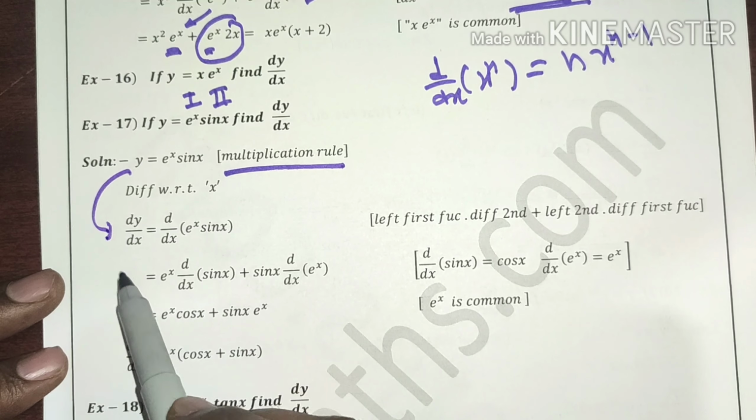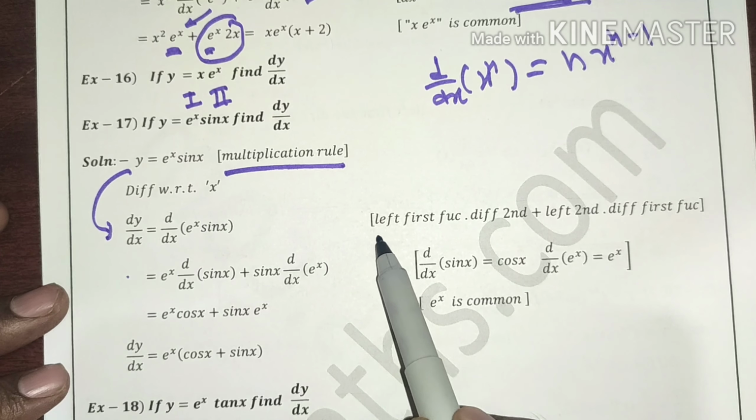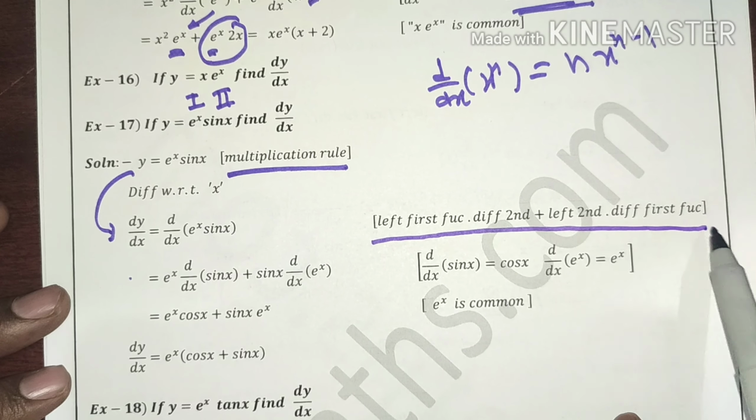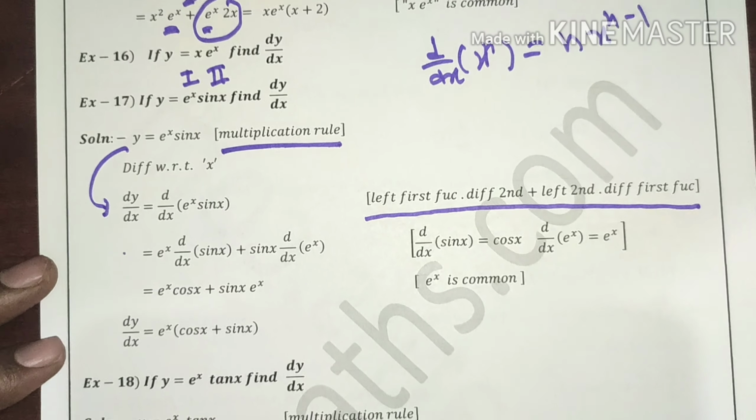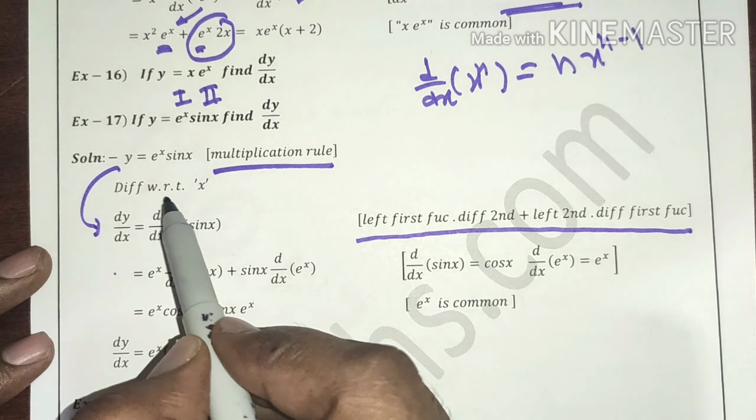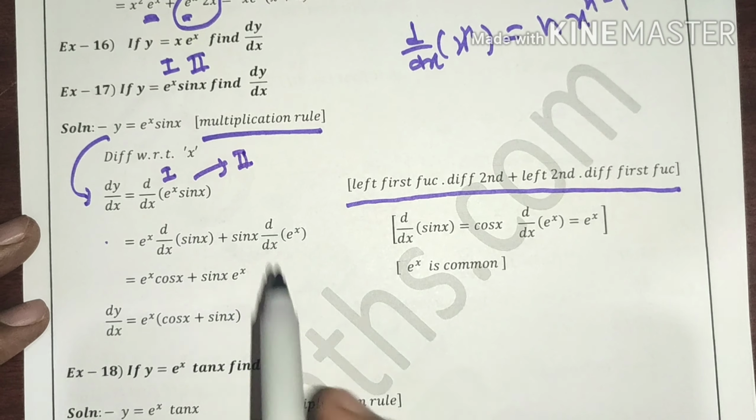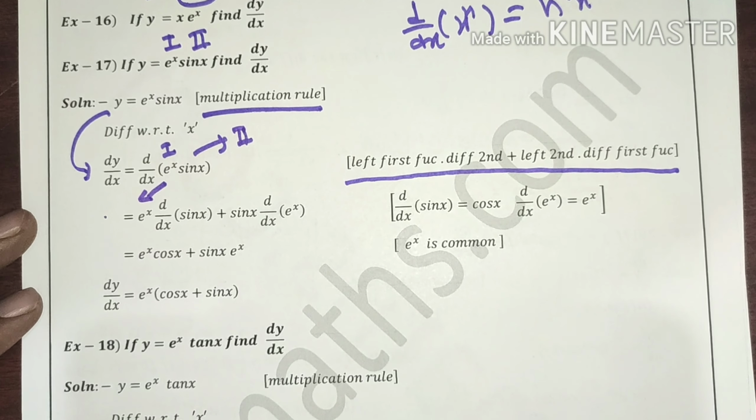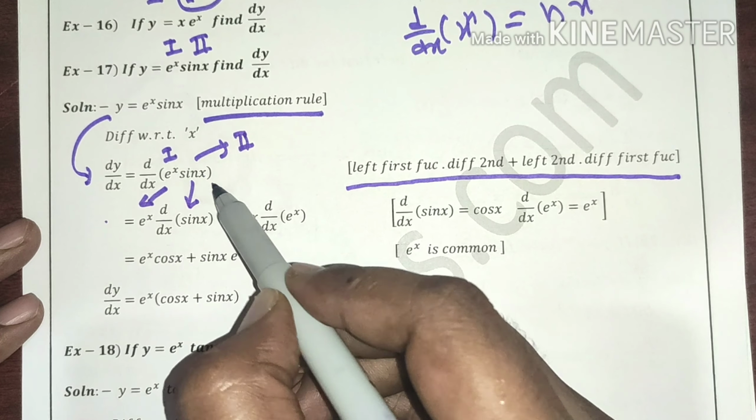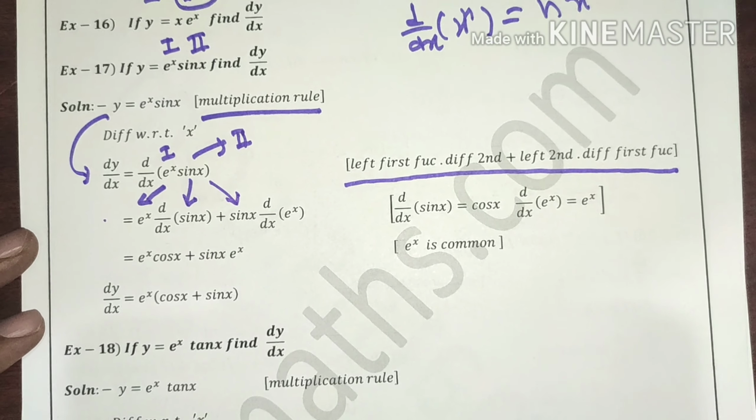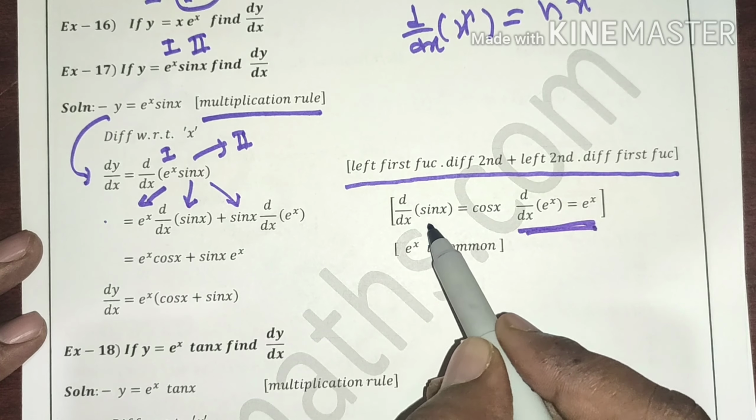We know that the derivative of y is dy by dx, and we differentiate e raised to x sin x. The multiplication rule is: leave the first function, differentiate the second, plus leave the second function, differentiate the first function. Here e raised to x is the first function and sin x is the second function. So we leave e raised to x, the first function, take the derivative of sin x, and after that leave sin x and take the derivative of e raised to x. As we know, the derivative of e raised to x is e raised to x, and the derivative of sin x is cos x.